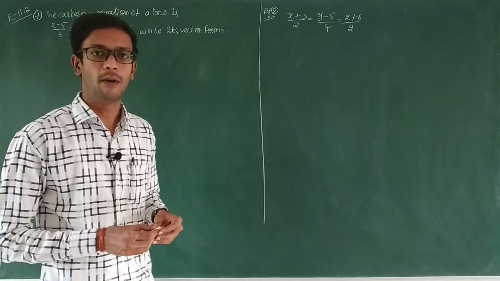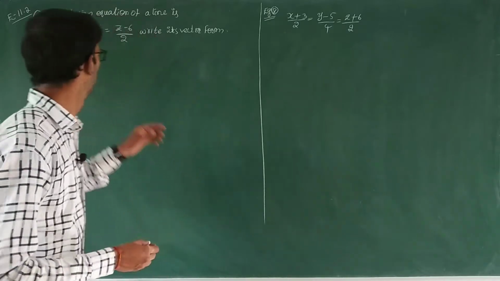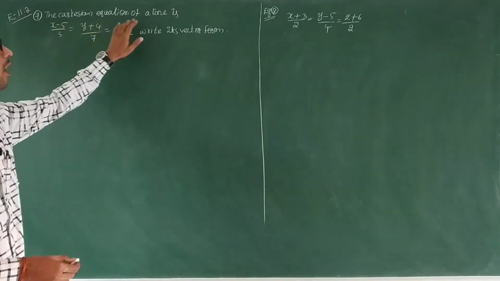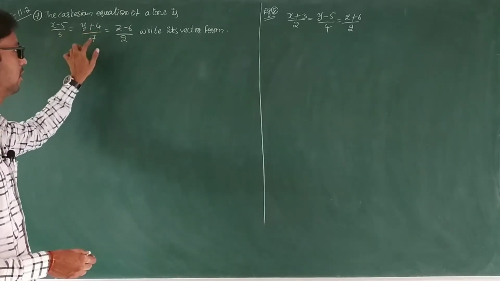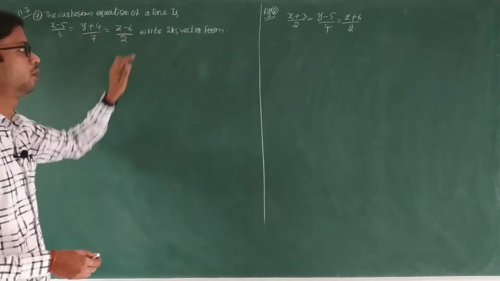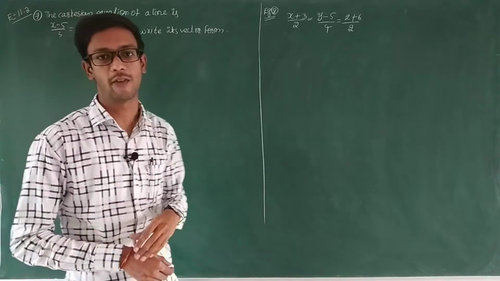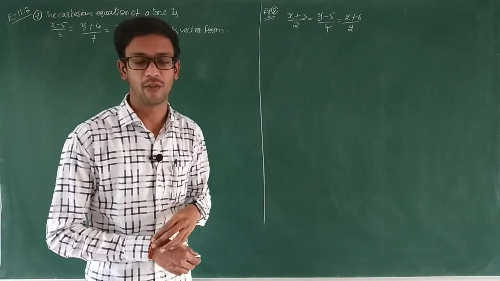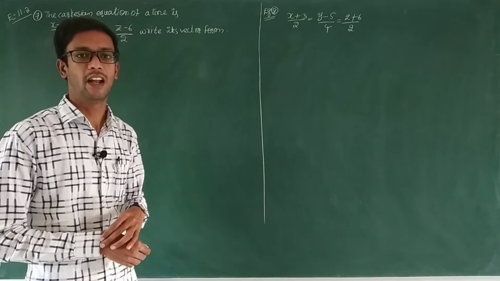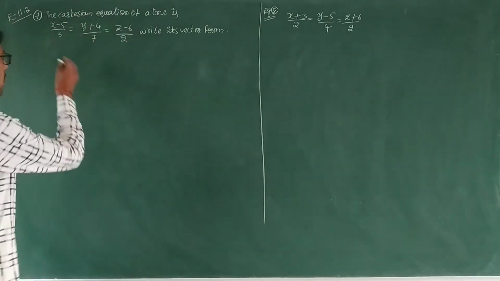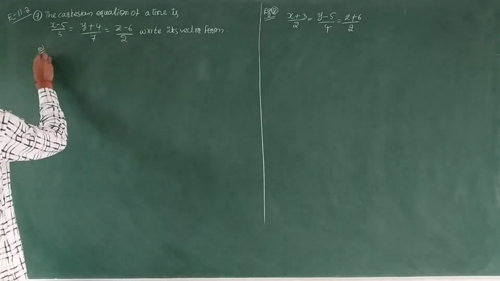Next, exercise problem number 17. The Cartesian equation of a line is (x-5)/3 = (y+4)/7 = (z-6)/2. Write its vector form. The Cartesian form of a line equation is given, so now you have to find the vector form of the line. Convert into vector form. So the solution is given.